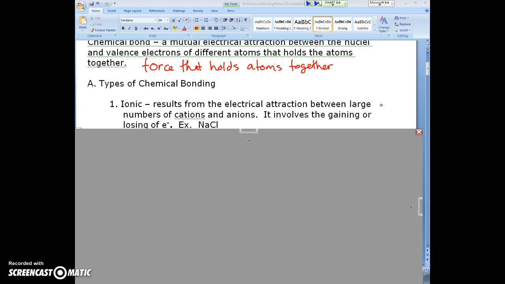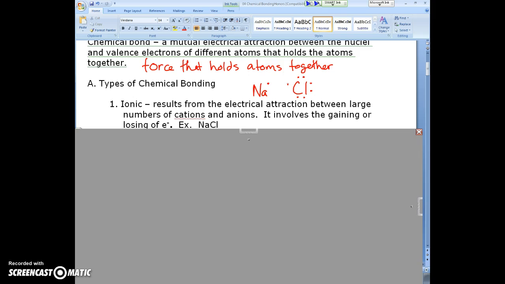What happens is you've got sodium. It's in group 1, so it has one little valence electron. That valence electron is loosely held there by sodium. It has pretty low ionization energy. And it comes around to chlorine, which has 7 valence electrons.